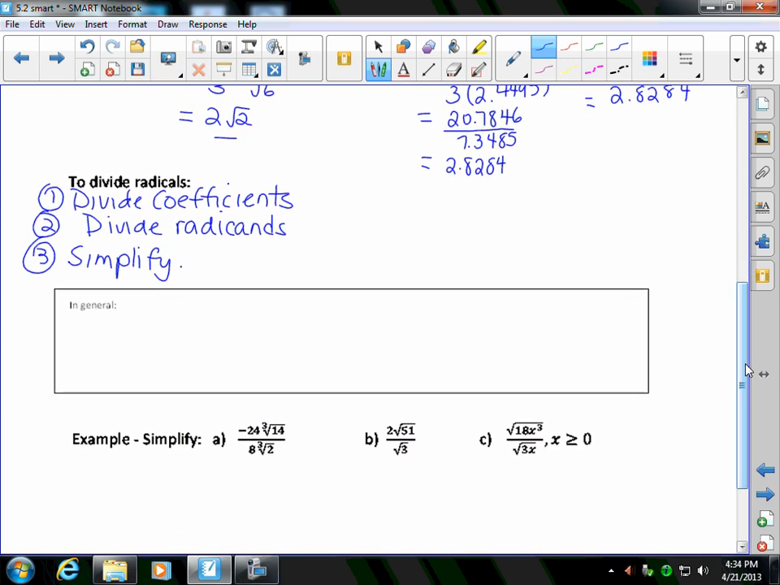So in general, I have m times k to the power of a divided by n times the root of k to the power of b, then this is equal to m over n times root of k to the power of a over b. And again, my restrictions are the same. k is a natural number.